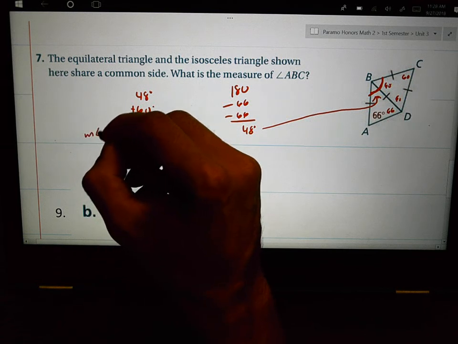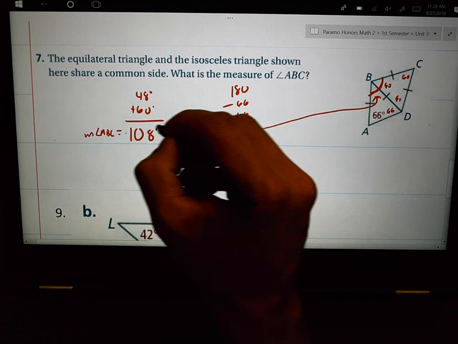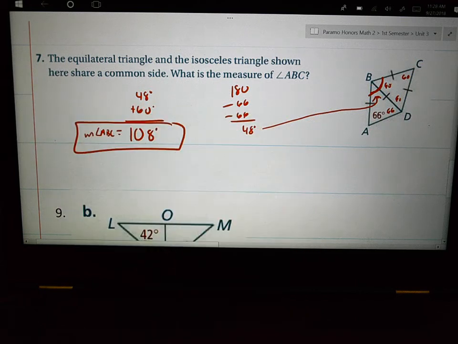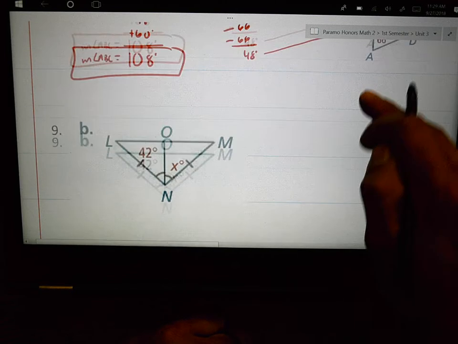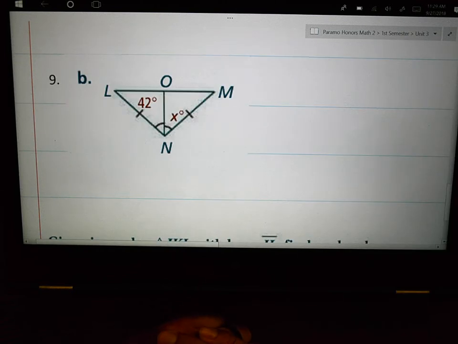The measure of angle ABC is 108 degrees. Do you agree with me? Simple. You may not even need a calculator for that for some of you. Number 9.